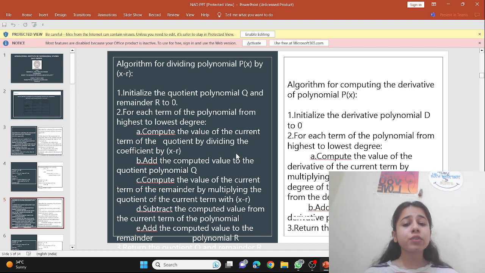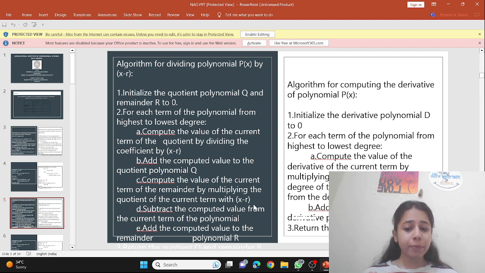अपन को क्या करना है, कोएफिशिएंट को x माइनस आर से डिवाइड करना है. Then add the computed value to the quotient polynomial q. Then we will compute the value of the current term of the remainder by multiplying the quotient of the current term with x minus r.